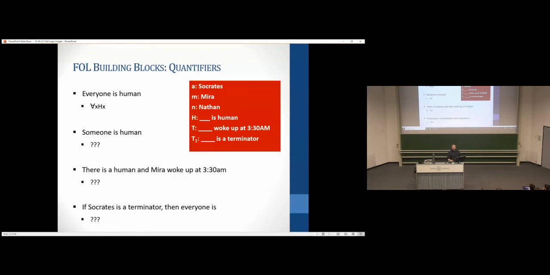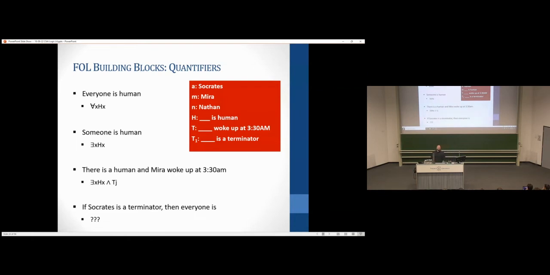Now again, note the structure. If you have a quantifier, it must be attached to a variable, and then we'll use that variable again later in the sentence. All right. How about somebody's human? Yeah. It'll be our existential, right? Okay. Not too bad. How about there's a human and Mira woke up at 3:30? Yeah, there we go. Right?